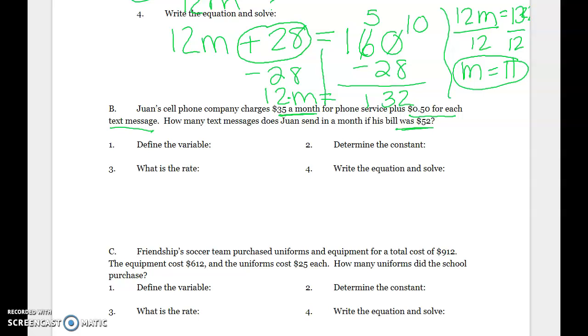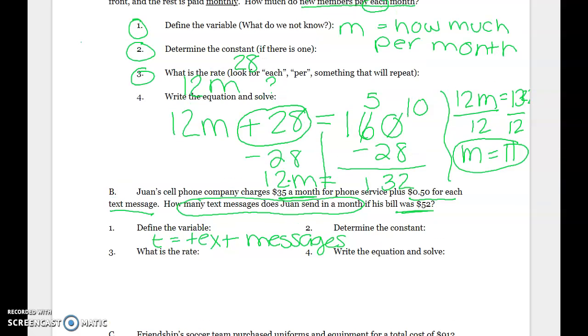Okay, so my first step is always to define the variable. And what the question's asking me is how many text messages does Juan send in a month? So I'm just going to do my variable as t for text messages. Okay, and that's going to be how many text messages I send in a month. Okay, my rate, remember for rate, we look for those words each or per.